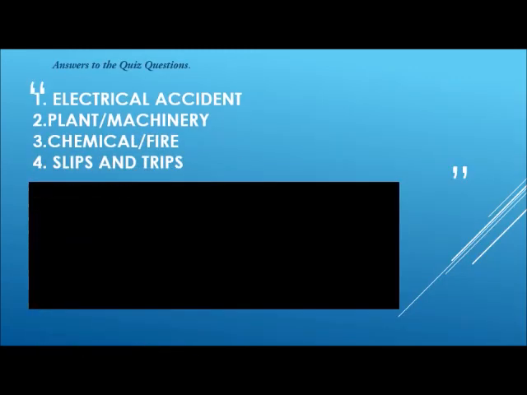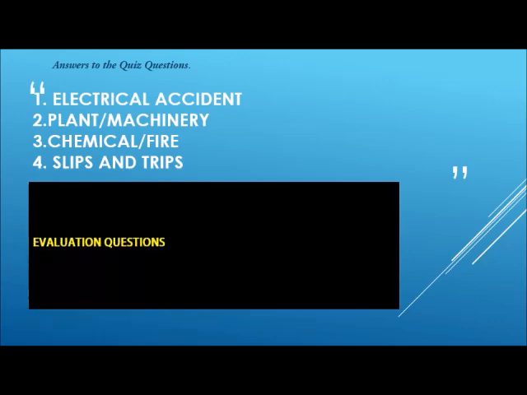Now the answers to the quiz question. The first question that was asked, the answer is electrical accident. The second question, the answer to it is plant and machinery accident. The third question that was asked, the answer is chemical or fire accident. And the fourth question that was asked, the answer is slip and trip accident.